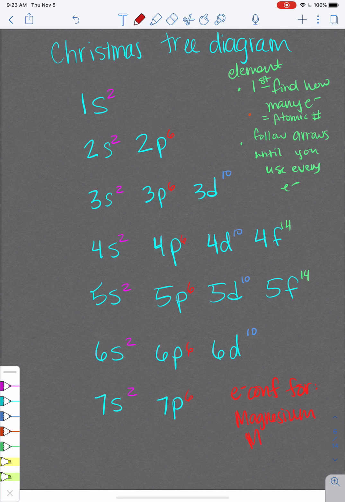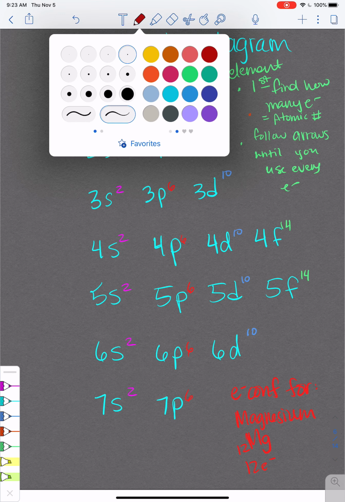Okay, I find magnesium, which is Mg, and the atomic number for magnesium is 12. So I have 12 electrons, okay? The arrows for this chart never change. So let me find a bright color.